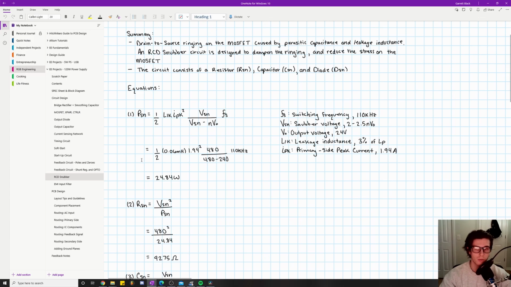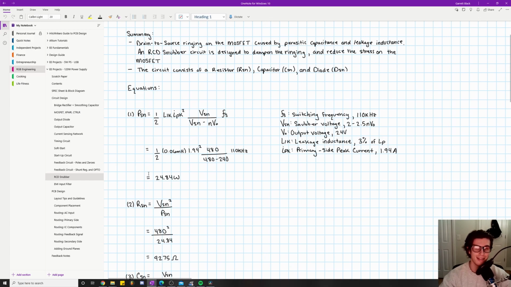So we'll start exploring other topologies to get better efficiency ratings whenever we get this high in our power ratings. But that's just a quick lesson that we learned from this application note, that this is a real value. We are actually going to be dissipating 24.84 watts across that resistor. So that is a good segue into calculating some values for the resistor.